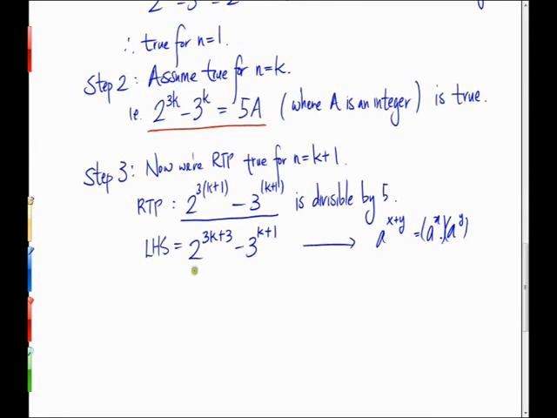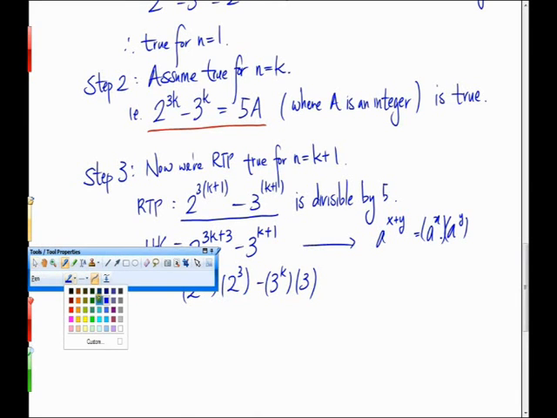So here, if you're going to use the same, this is equal to 2 to the power of 3k times 2 to the power of 3 minus 3 to the power of k times 3 to the power of 1, which is just 3. Alright, so that equals that. Now once you break it up like that, you then need to go up to your step 2.